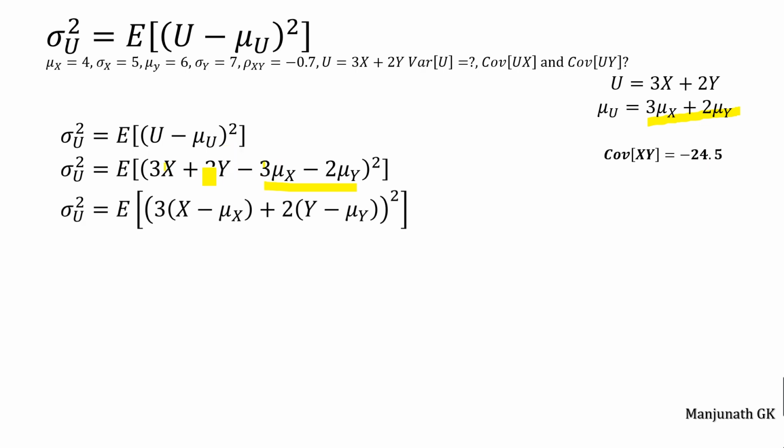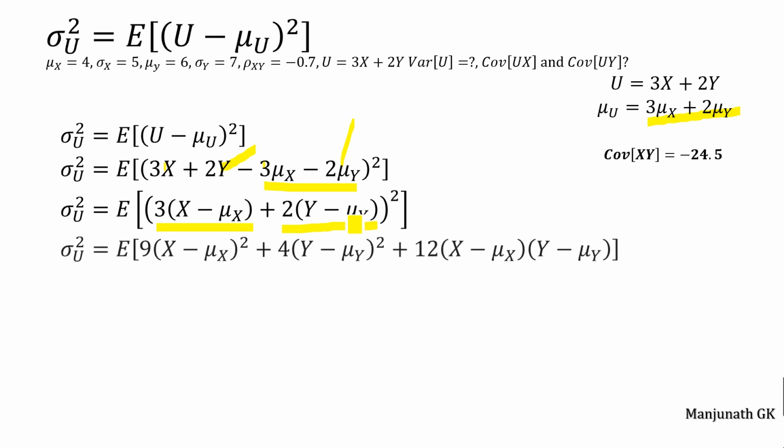From these two terms, take 3 as a common factor: x minus mu x. Then from these two terms, take 2 as a common factor. This is in the form of a plus b whole square: a square plus b square plus 2ab. 3 square is 9, x minus mu x whole square, plus b square, 2 square is 4, plus 2 into a into b. 2 into 2 into 3 is 12 into a into b. Alright.